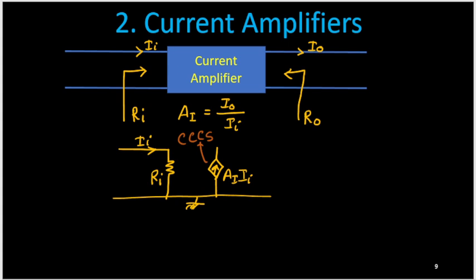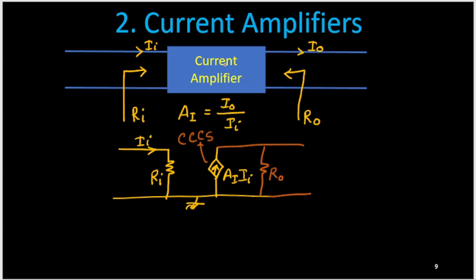So with this we will consider one output resistance R0. It is connected across this current source. So this is very important. Whenever you get a voltage source, the corresponding resistance should be connected in series, and whenever you get a current source, that resistance should be connected across the current source. Okay.